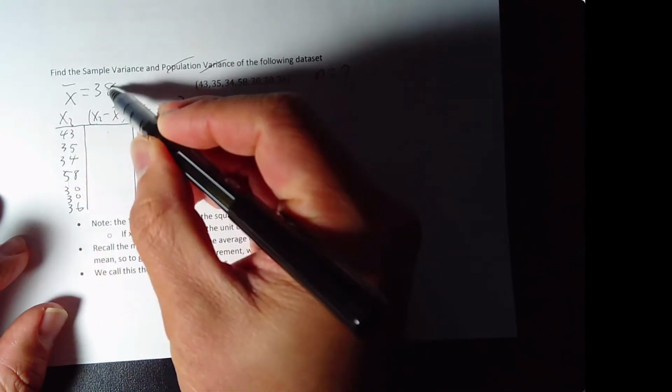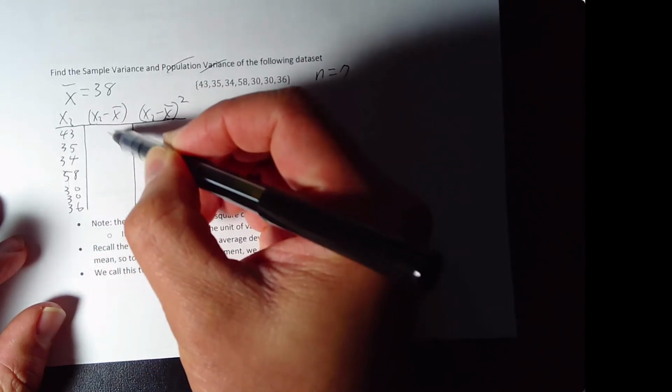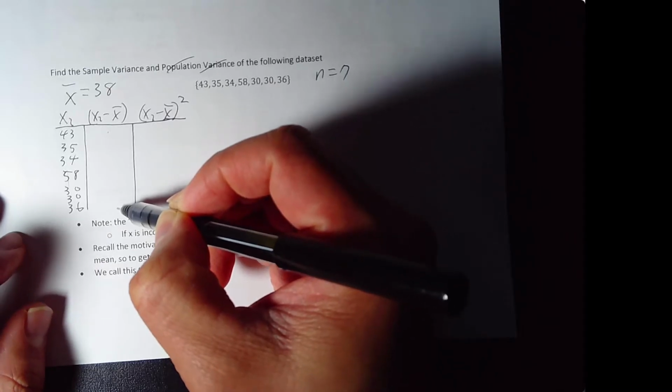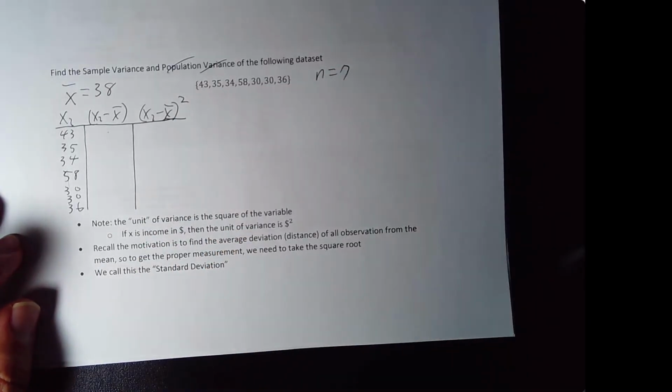43, 35, 34, 58, 30, 30, 36. Next, I'm going to take 43 minus 38, 35 minus 38. Every number minus 38, and we'll fill in the column here. And then, after I'm done with that, I'm going to square it. So go ahead and pause the video and try yourself, and then check your answer when you're ready.